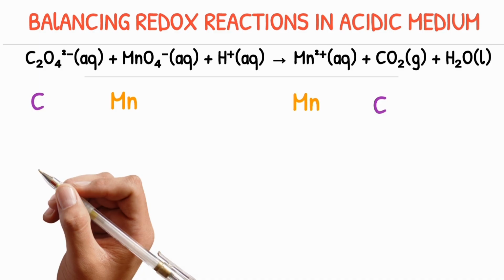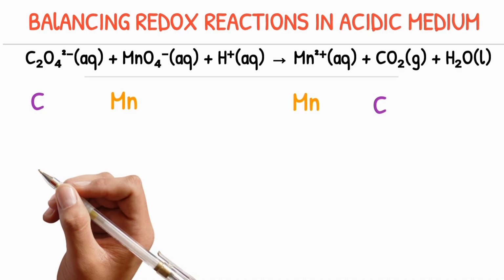Now let's proceed to calculate the oxidation state of all the atoms we have here on the board. We begin with the oxalate ion, the first compound, C2O4 2-.